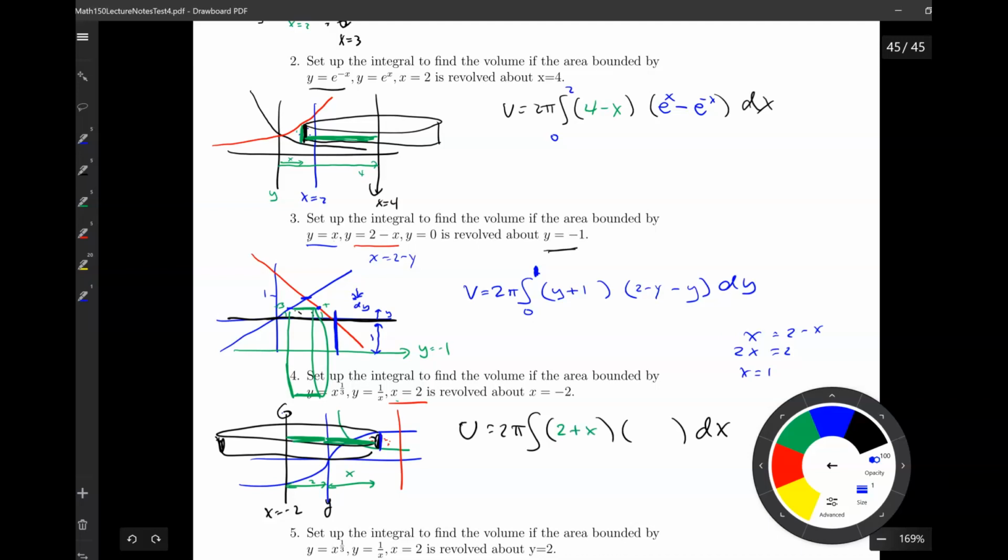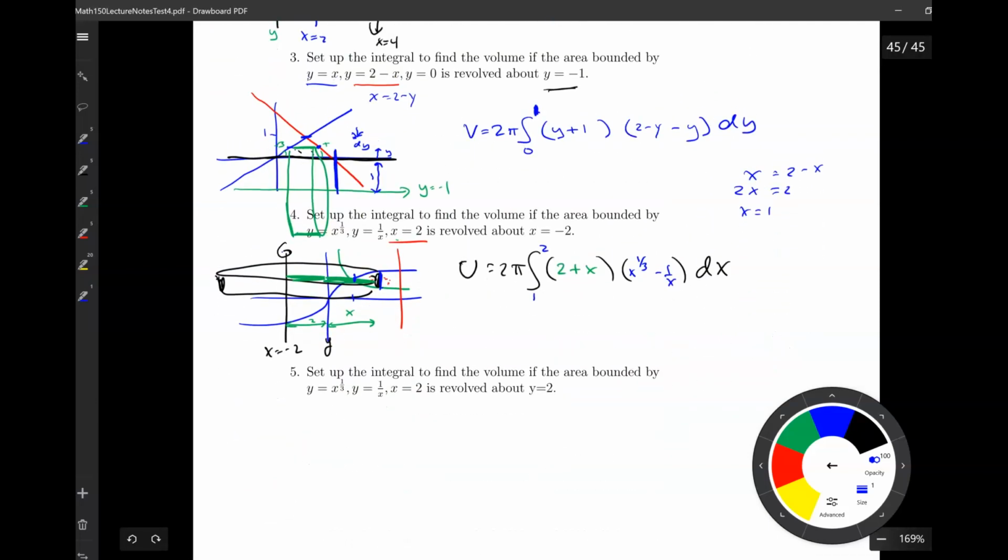Then the height of the rectangle will be the top function, which is x to the 1/3. Subtract off the bottom function, which is 1 over x. And I'm going to begin building the rectangles here at x equal 1 and finish at x equal 2. Let's just finish off with this last one. So it's the same area, I'm just revolving it about y equal 2. So let's get this graph going again.